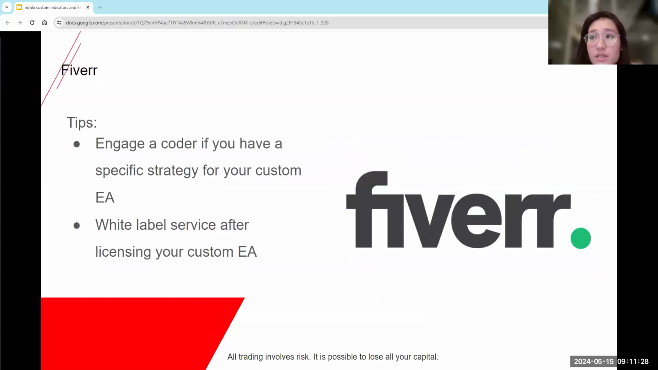Next is Fiverr. It would be helpful to engage a coder if you have a specific strategy for your custom EA. This also allows you to white label your service after licensing your custom EA.